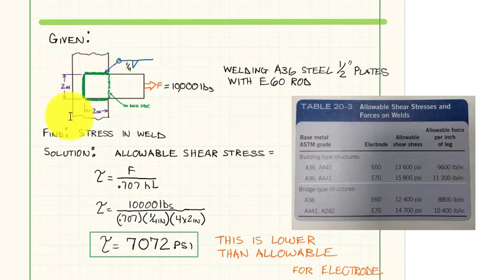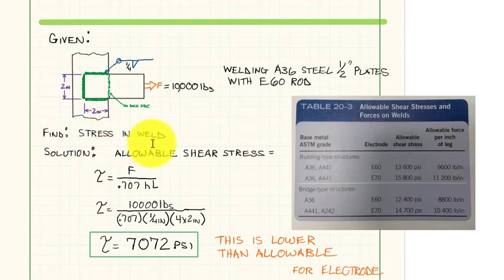Now, let's look at this. This is the problem statement here, what we're given. We're going to have a beam right here, and we're going to weld a plate that is A36 steel, half-inch thick. We're going to weld all the way around, and even on the back side, a 1/4 inch fillet weld all the way around this thing, allowing us to put 10,000 pounds of force on this. We're going to pull on this, and hopefully we don't shear and break loose these welds through that effective throat area. So we want to find the stress in the weld.